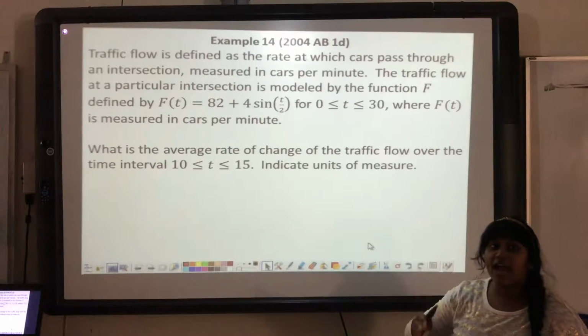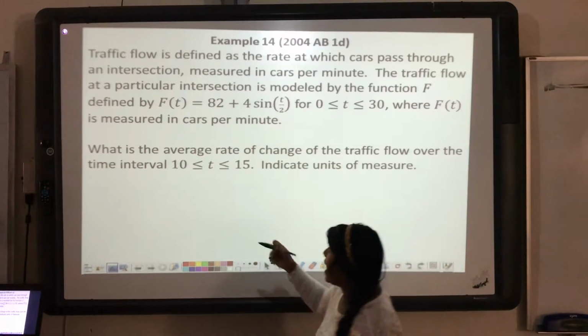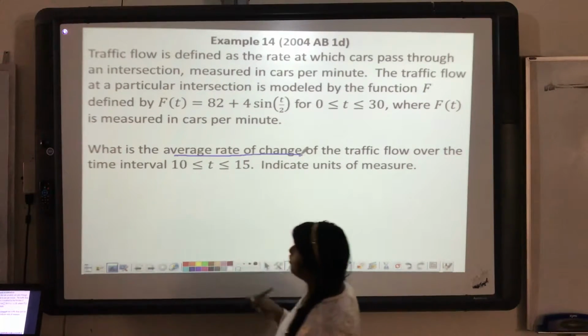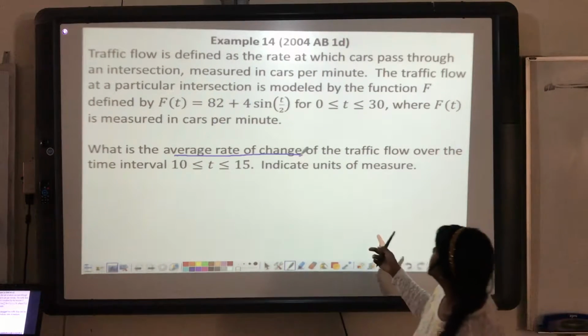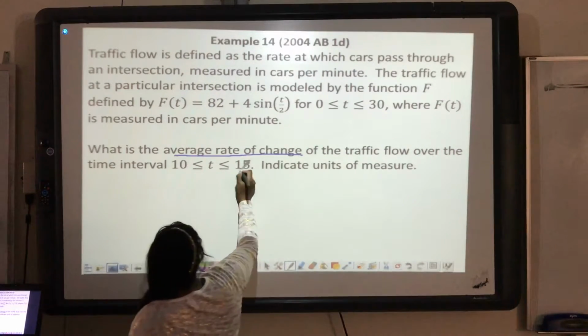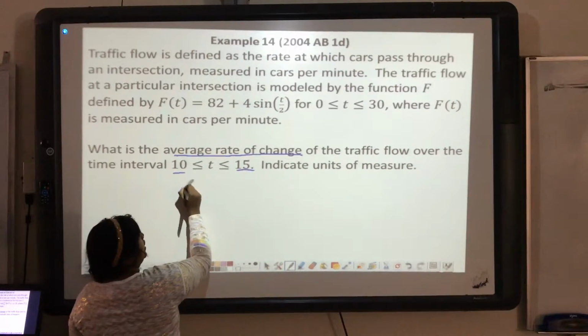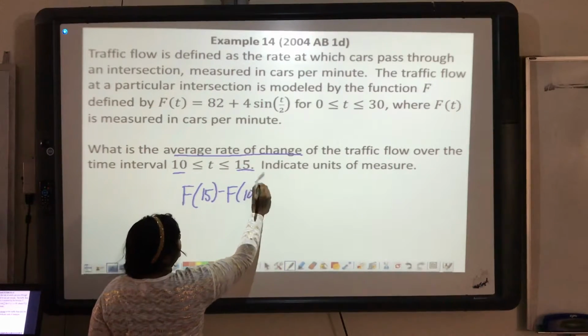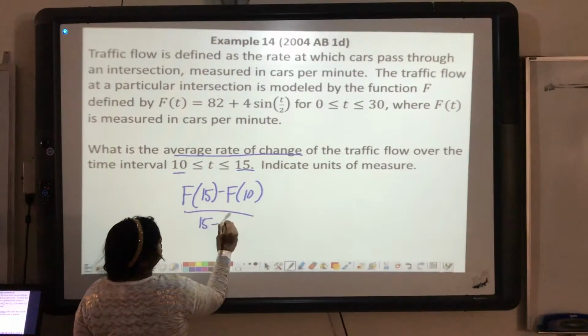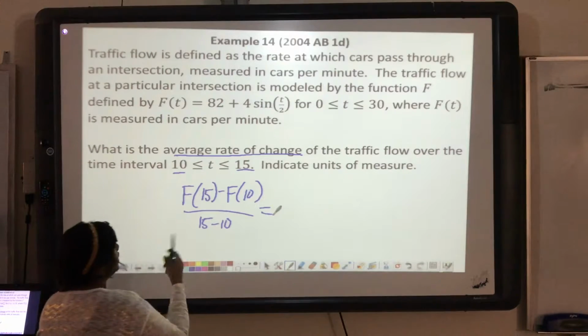Okay, now we're actually looking at average rate of change. So this is going back to unit 2. We're talking about rate of change. That's f of b minus f of a all over b minus a. So that's very simple in this instance. Here's our b, here's our a. So we're going to say f of 15 minus f of 10 all over 15 minus 10 is going to equal our rate of change.